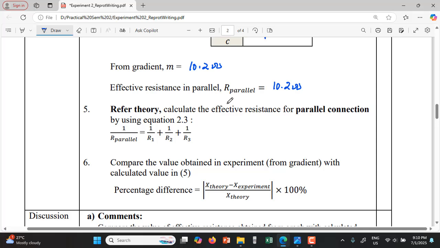So anda kena buat kiraan secara teori menggunakan equation 2.3. So we should have 1 over 27 plus 1 over 27 plus 1 over 27. Inverse, you akan dapat resistor in parallel should be 9 ohm. So anda kena comparekan nilai teori 9 ohm dengan nilai eksperimen yang anda dapat daripada gradient. Contohnya dekat sini, kalau teacher dapat 10.2, so saya akan tolak 10.2 bahagi dengan nilai teori, lepas tu darab 100%. So saya tengok berapa percentage of difference saya obtain.